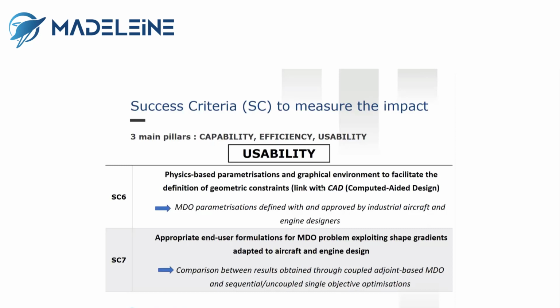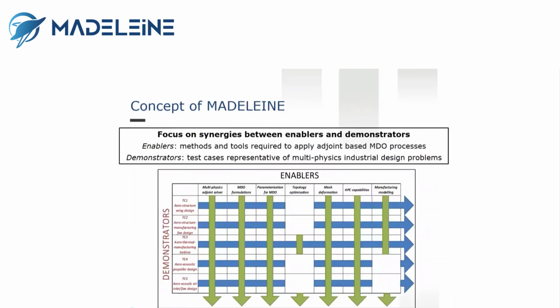So here was a summary of our 7 success criteria. Then I will briefly describe the concept of the project. In order to achieve our objective, we focus on synergy between what we call enablers and demonstrators. Enablers are the methods and tools which are required to apply our multidisciplinary optimization problem, so the different modules we have to couple together in the complete process.